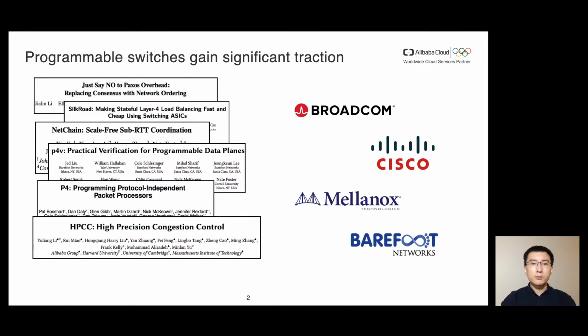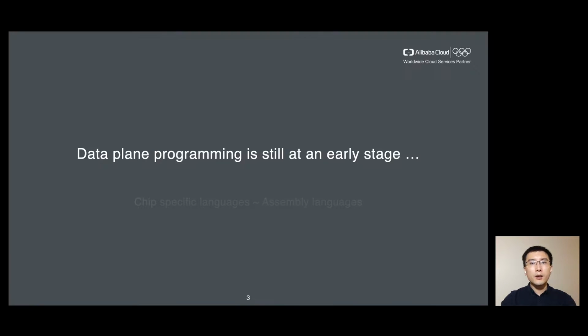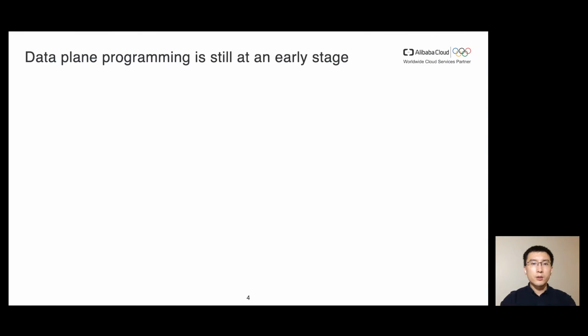However, despite the bloom of programmable network devices and languages, we found that the foundation of network programming on the data plane is still at an early stage. Just like the era when programmers coded software on CPUs using assembly language, network programmers are still using chip-specific languages and manually taking care of the numerous details of hardware features, capacities, and network environments. In general, there are three problems when programming the data plane.